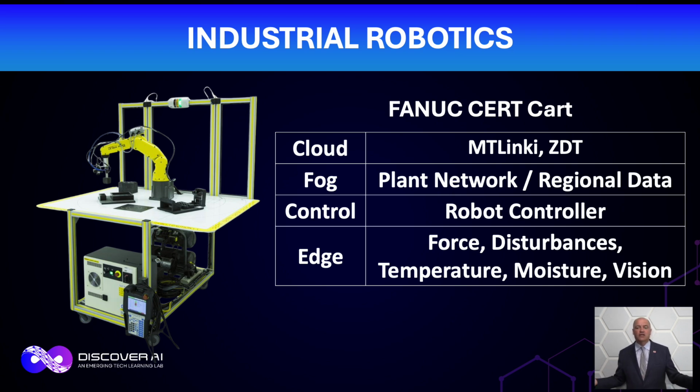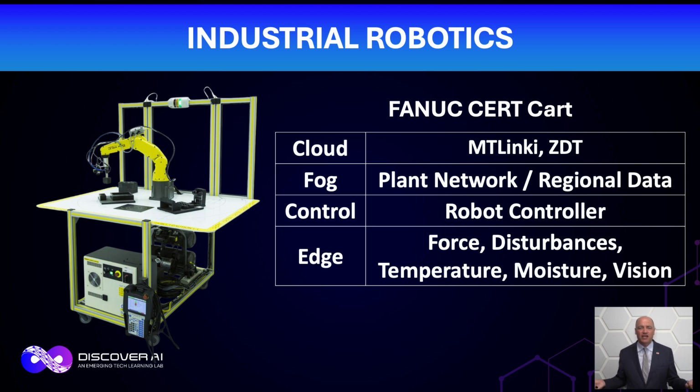a plant network or a regional data center and then up to the cloud, where we use technology like MT-Link I and ZDT to be able to predict the future, where robots can literally predict their own future failure and order their own replacement parts before the failure ever happens, and our students can learn that technology.